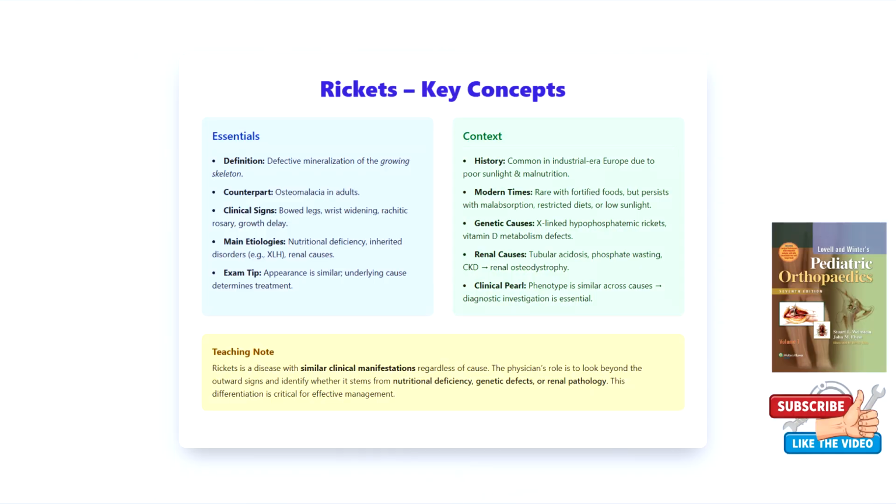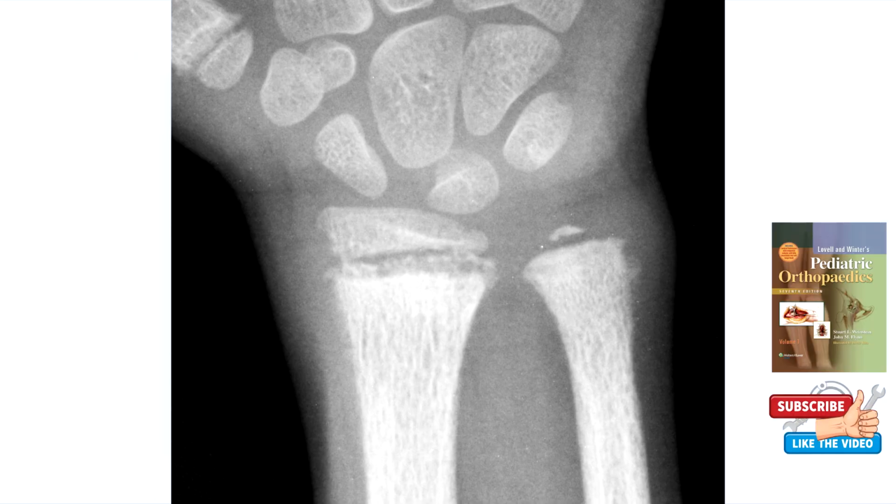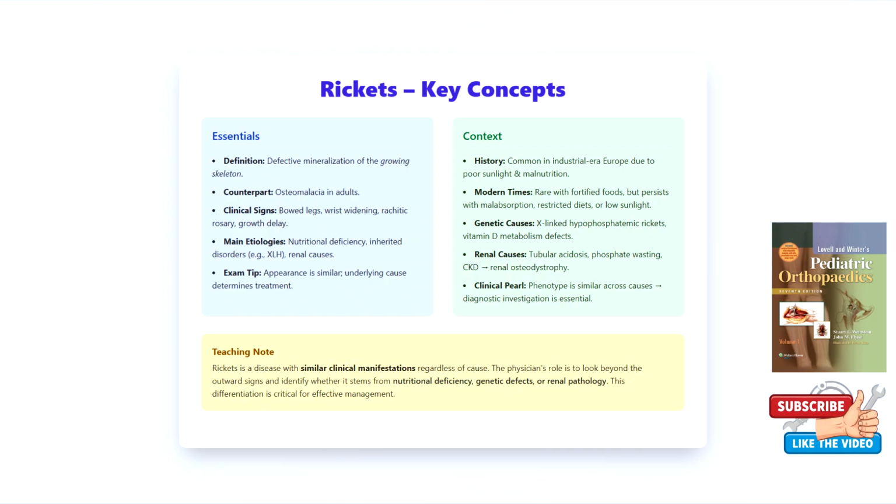Severe bowing of the legs, widening of the wrists, and deformities of the thoracic cage were textbook images in the early days of orthopedics. In fact, many of the classic case descriptions in orthopedic literature from the early 20th century came from children suffering from nutritional rickets.